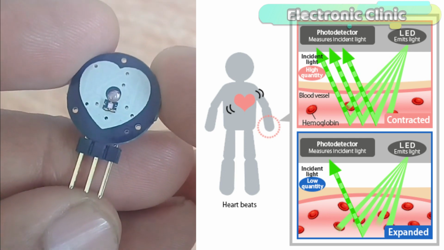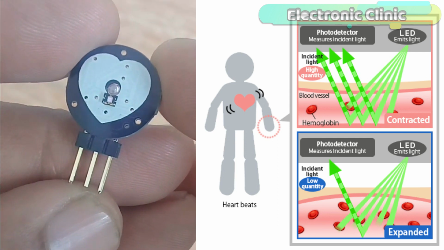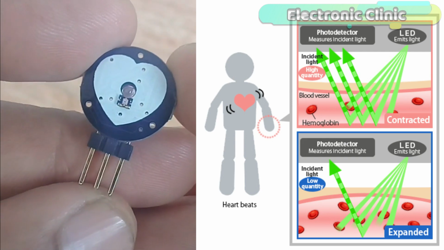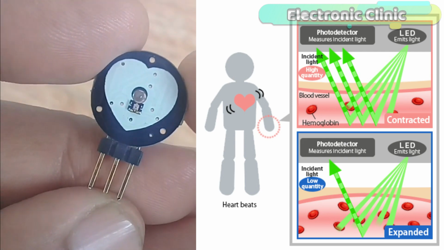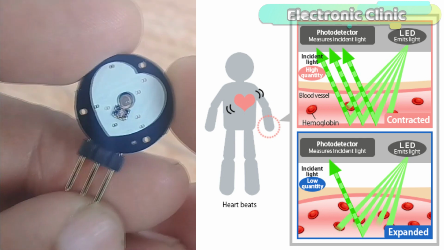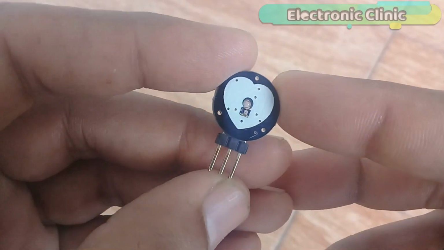The photo detector produces an electrical signal when light strikes it. This analog signal is converted into a digital signal. And slight changes of this signal are used to measure the heart rate.